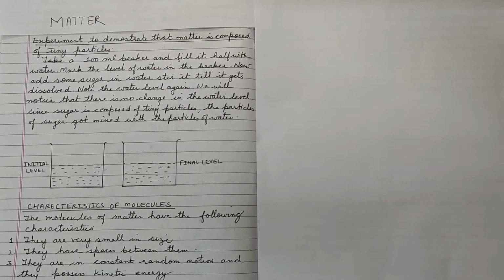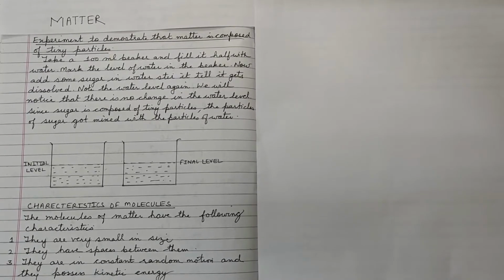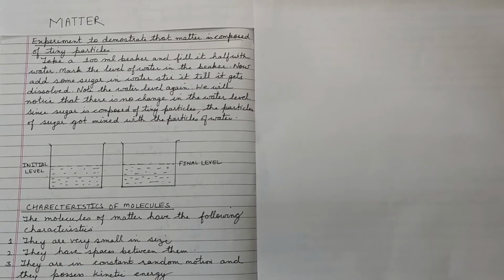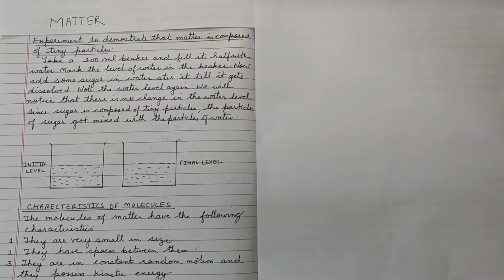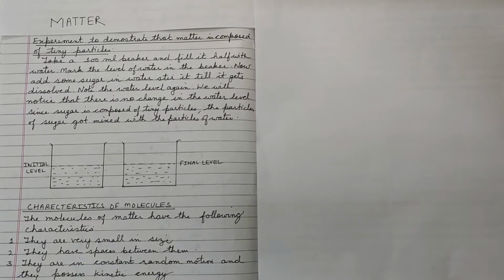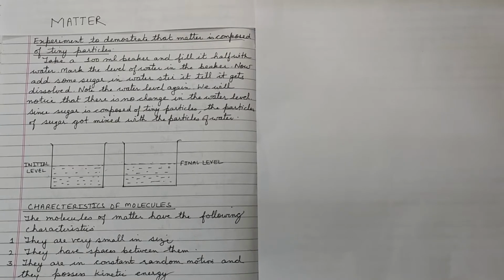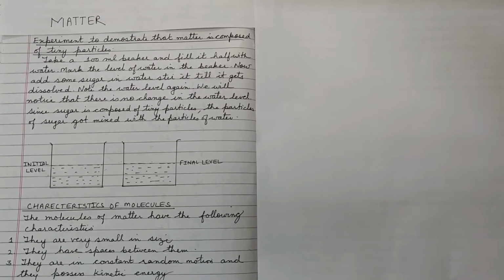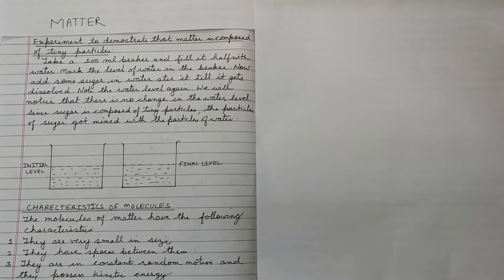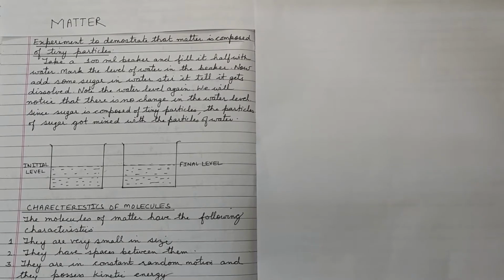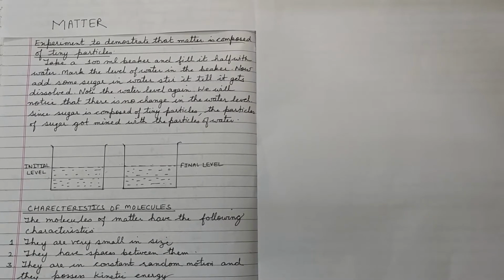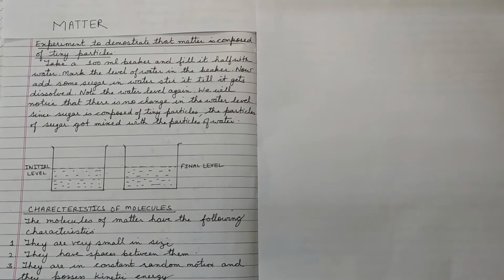To understand that matter is composed of tiny particles, we take a beaker and fill it half with water. Now take 2 spoons of sugar and put them inside the water. Stir it till it gets dissolved. We see the change in the water level. We'll notice the water level at the starting, and after putting the sugar, we try to see the level of water again.